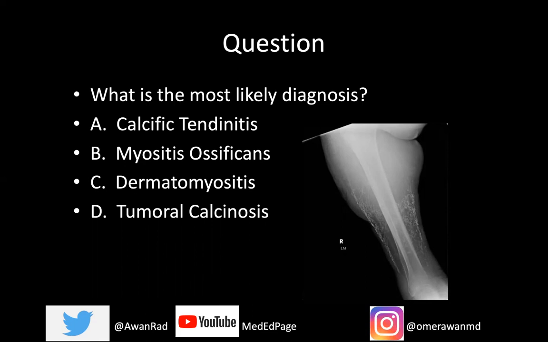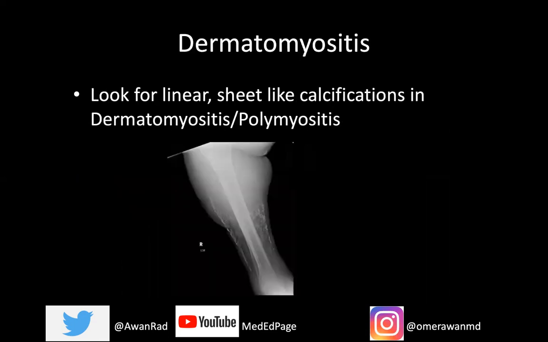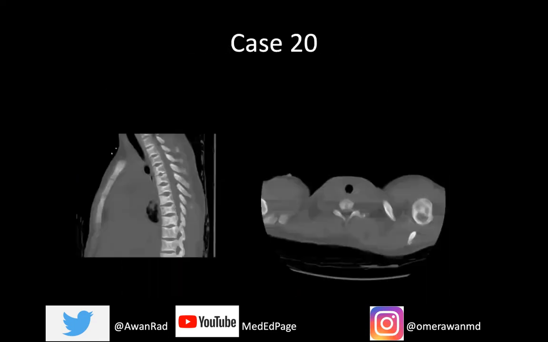Myositis ossificans is the zoning pattern where you get calcification and ossification more peripherally and then centrally later as it matures. Tumoral calcinosis is usually periarticular, globular, a lot of calcification, typically in African Americans. Okay, so this is a nice example of what dermatomyositis would look like. Linear sheet-like calcification.